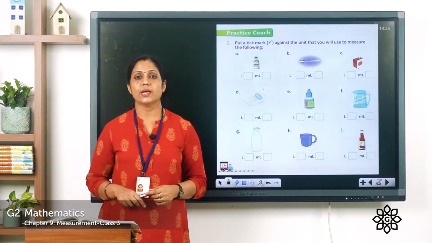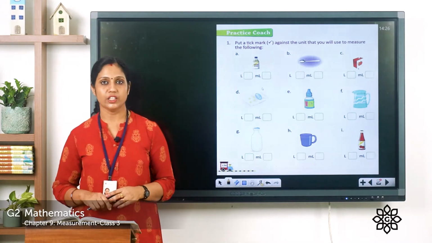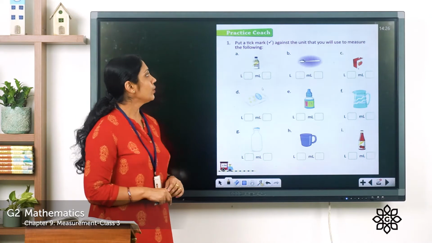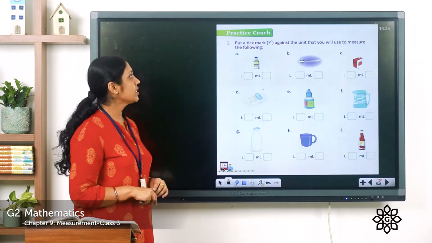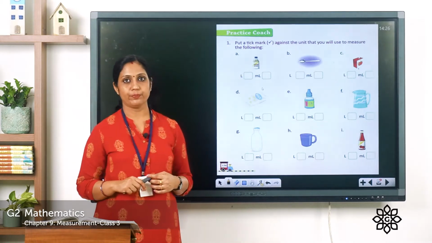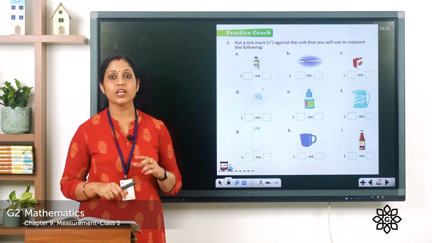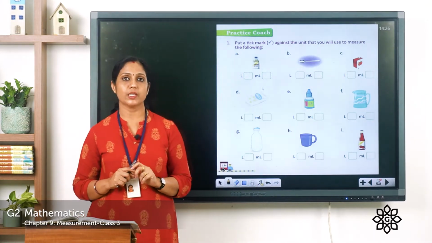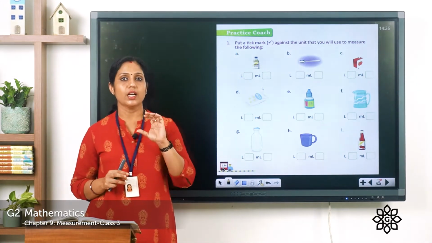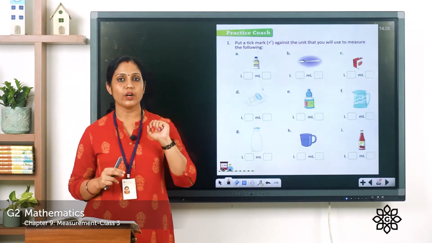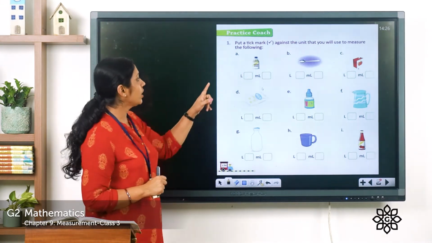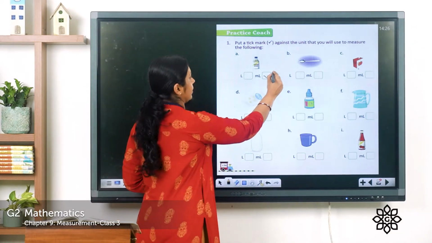Now in your text, page number 134, we have the practice quiz. Let's see what it is. Put a tick mark against the unit that you will use to measure the following. In the first picture, you have a cough syrup. Imagine a cough syrup, whether it will be having a greater amount or less amount. A cough syrup will be holding a smaller amount. So we can measure a cough syrup in milliliter. So you can tick the option ml.